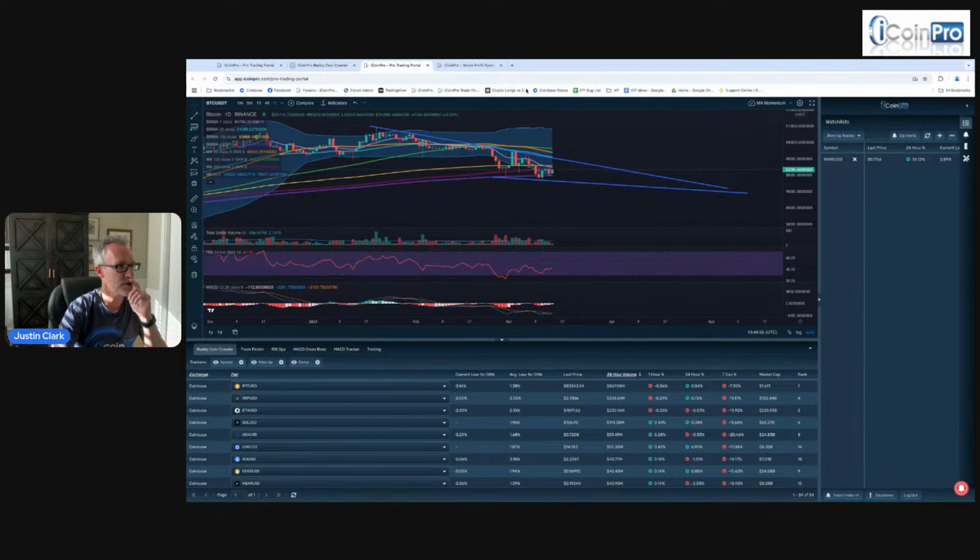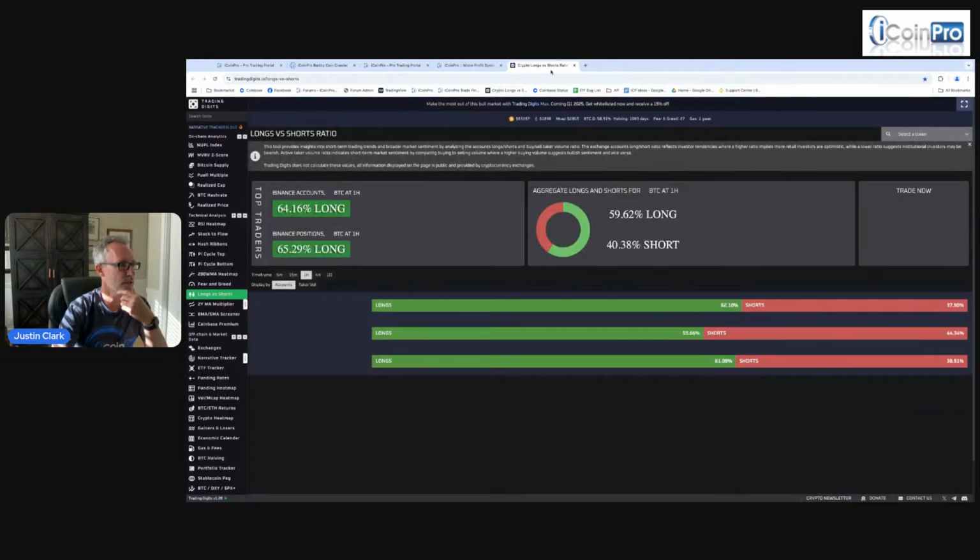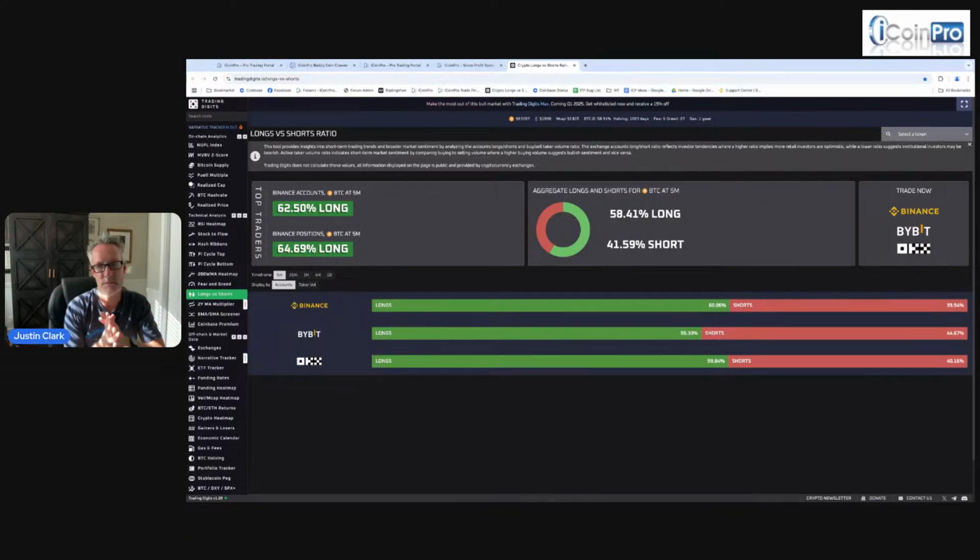Let's take a look at the longs and shorts. Longs are people betting Bitcoin's going up. Shorts are people betting Bitcoin's going down. Longs make money when it goes up. Shorts make money when it goes down. Most people who are doing longs and shorts are using some form of leverage, which means that they're borrowing money to exaggerate their gains or their losses, which is dangerous trading. If you've ever heard of somebody blowing out their account, that's because they were long or short with leverage.